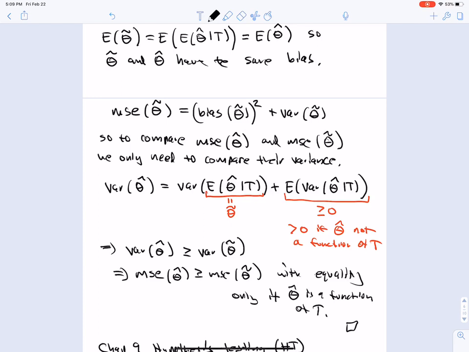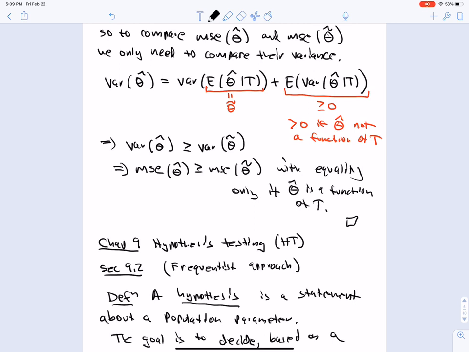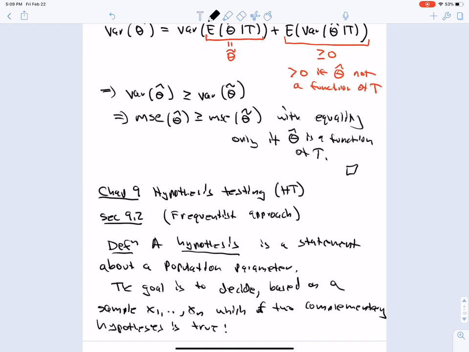So what we see from this is that the variance of theta hat is greater than or equal to the variance of theta twiddle. And so the MSE of theta hat is greater than the MSE of theta twiddle, with equality only when theta hat is a function of t. So that finishes chapter 8.